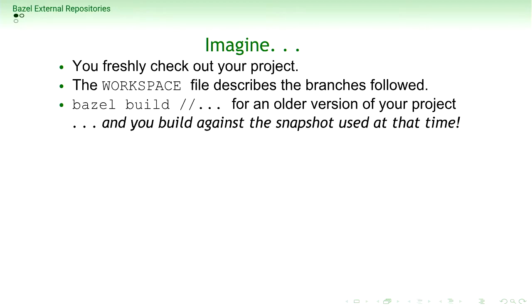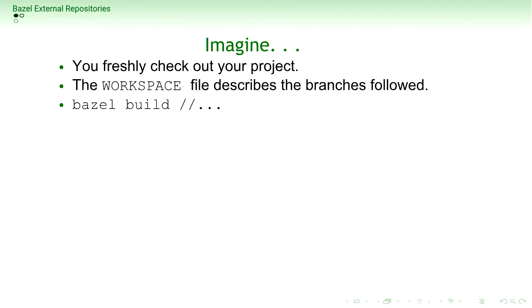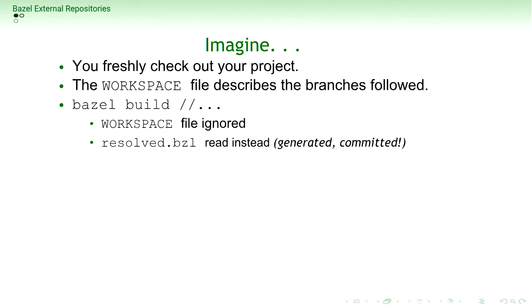And then you check out an old version of your project, and you build against the version of your dependencies that were used at that time. So how did we imagine that even to work? We weren't thinking about Bazel doing some magic, but basically the idea was to ignore the workspace file and use another file. And don't worry, you don't have to write that file by hand. It's generated from the workspace file in a controlled way, and it gets committed.